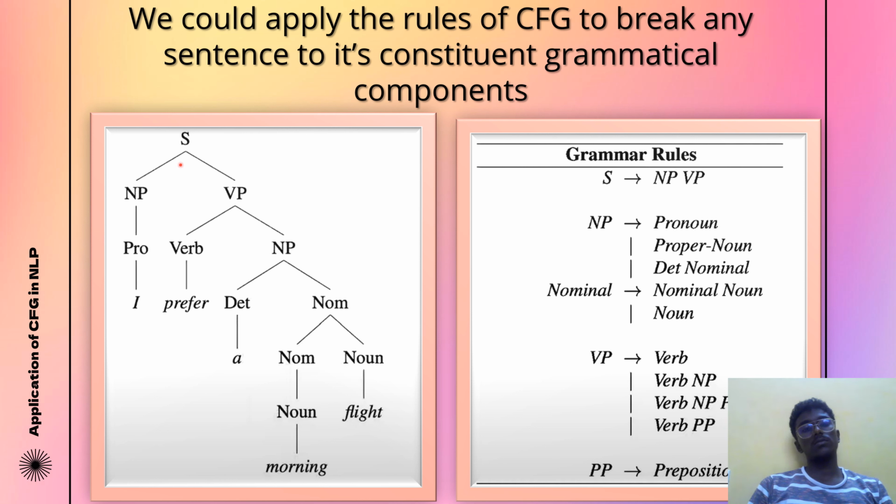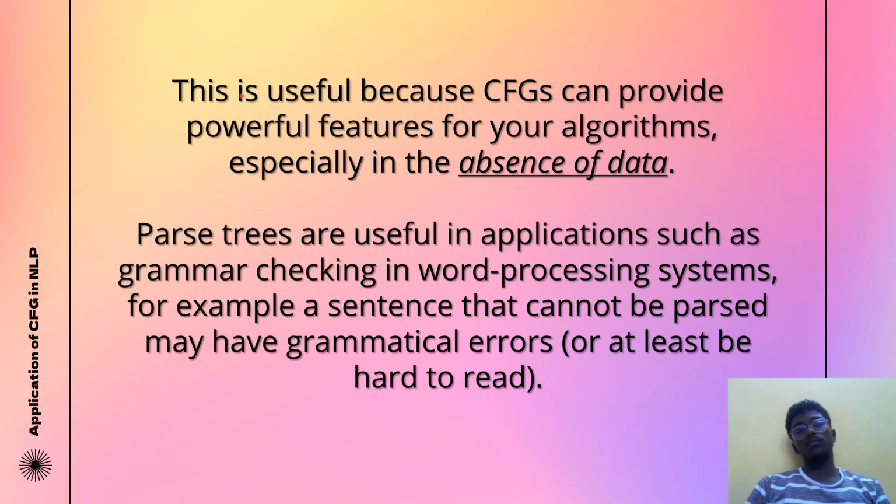Now as we did to generate this, we can just reverse it and break it. That's what this sentence states. We could apply the rules of CFG to break any sentence into its constituent grammatical components. So most software uses this to check for grammar, and if the parsing is incorrect or it doesn't make sense, then it raises a negative, which is what we see in Word and similar tools as the red lines or green lines under the word.